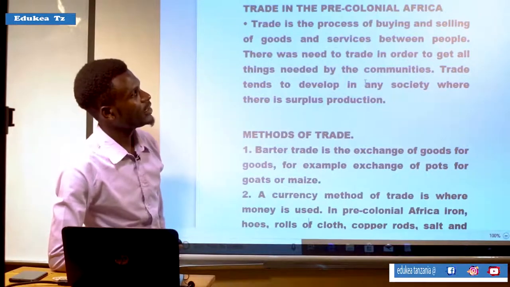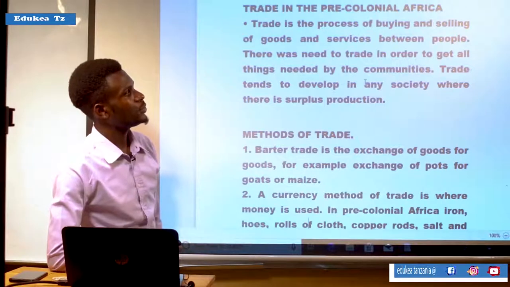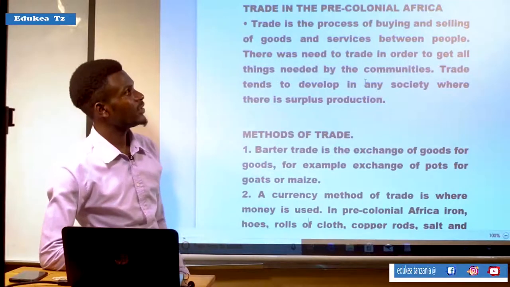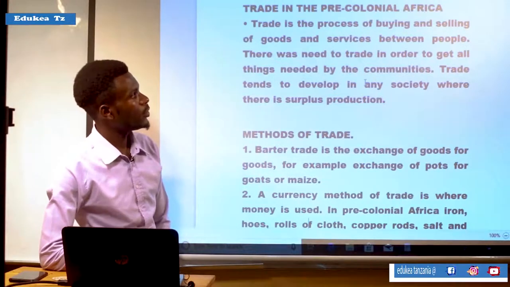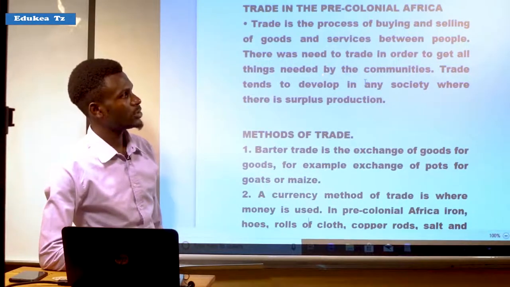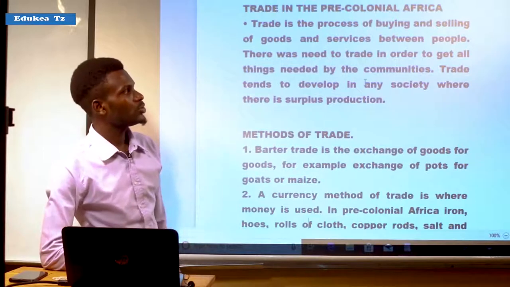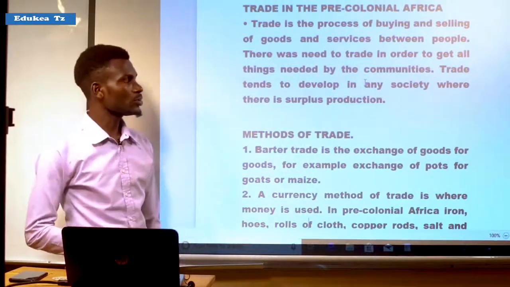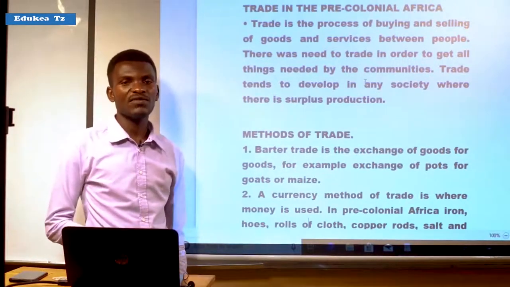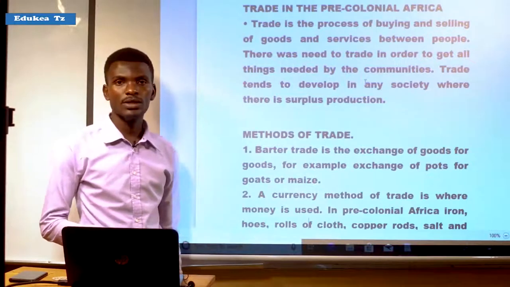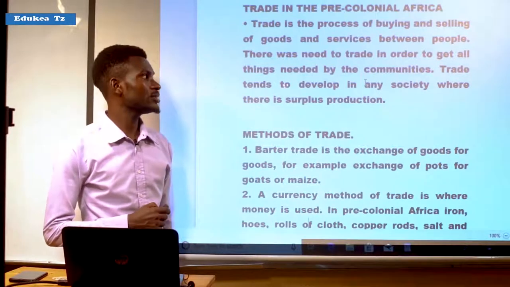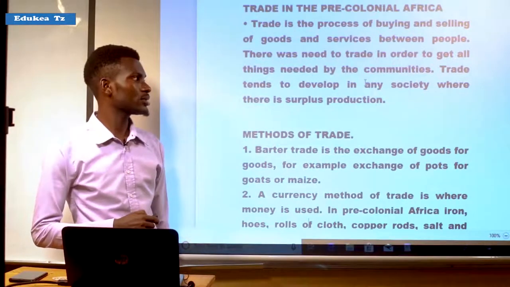Trade is the process of buying and selling of goods and services between people. There was a need to trade in order to get all the things needed by the communities. So pre-colonial African societies conducted trade in order to get those other things which were needed within the community. And trade tends to develop in any society where there is surplus production.